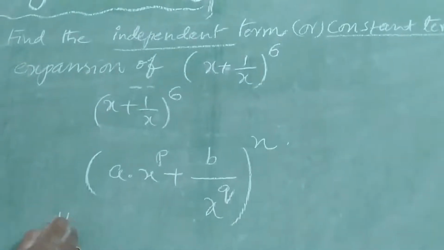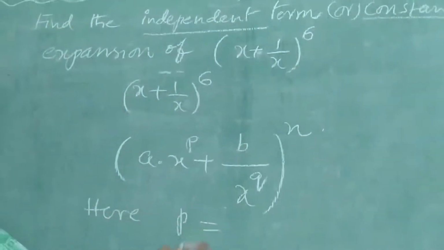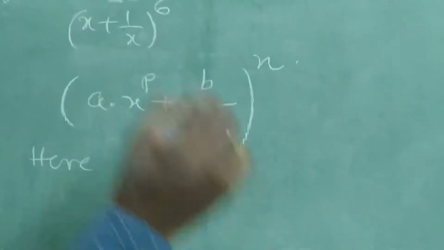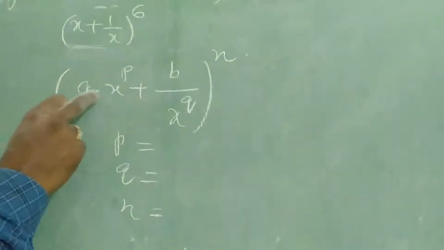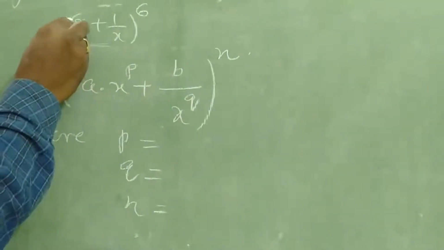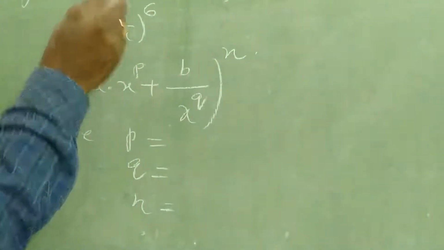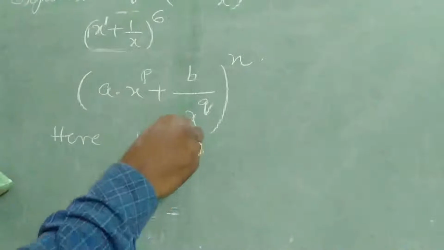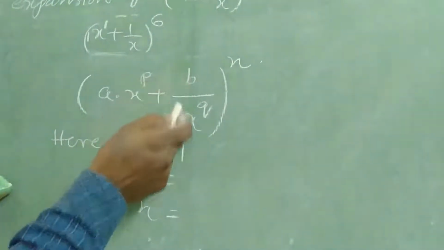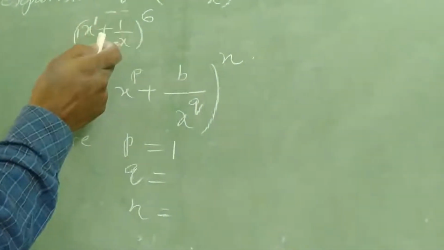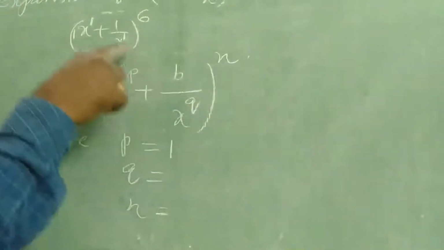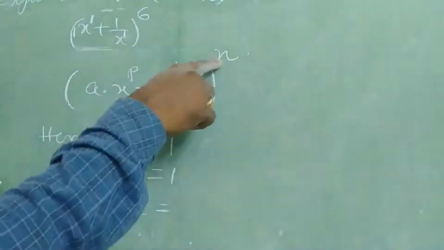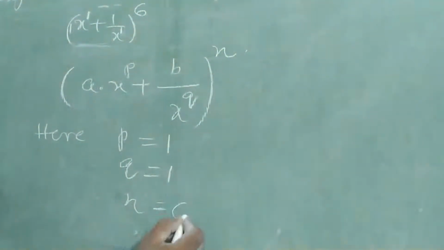Here we need some values. Those values are p, q and n. So in this given problem, a into x to the power of p can be written as 1 into x to the power of 1. Now what is the p value? p is equal to 1. b by x to the power of q, 1 by x, can be written as x to the power of 1. Again q is also 1. What is the n value? n is equal to 6.